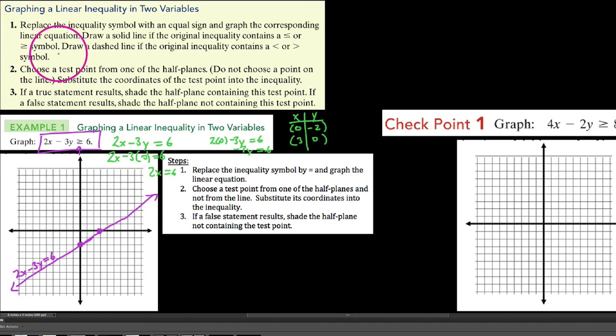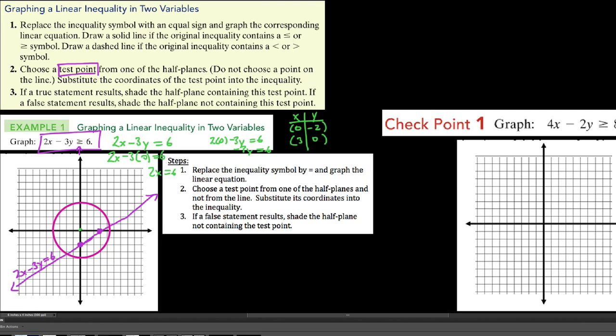So what we're going to do now is choose what we call a test point. When they mention a test point here, they say from one of the half planes. To be very clear, don't choose a point on the line. We're going to choose a point that is not on this line, and next, we'll substitute the coordinates of that test point into the inequality. Essentially, what we're testing for is this: can I find a point that's clearly on one side or the other that, when I plug it in, gives us either a true or a false statement?